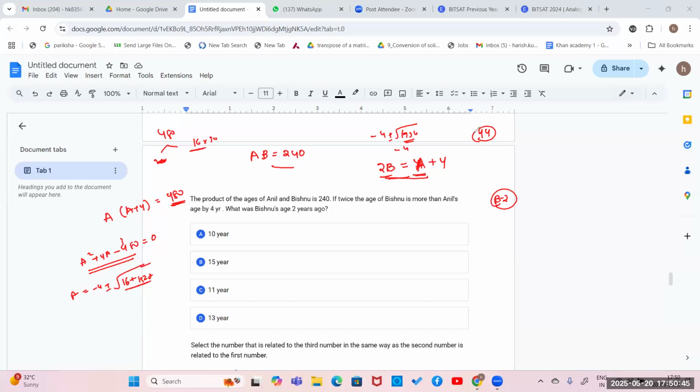So if you take the plus, 44 minus 4 is 40, and 40 by 2 is 20, right? So A is 20. If A is 20, then B is 12. So B minus 2, 2 years ago, is 10. So 10 years. It's a mathematics problem, not a reasoning problem. It's okay, no issues.